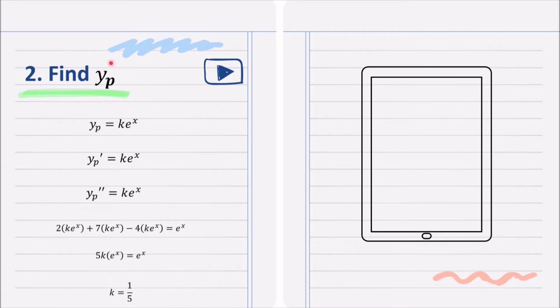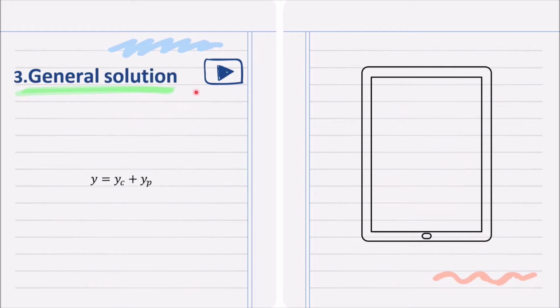The second step is to find yp. So we let yp equal k e^x, and we differentiate it 2 times because the order of the differential equation is 2. After differentiating it, we substitute it back into the original equation, and you will get the value of k. With the k value, you can put it back into the first equation, yp equals k e^x, and you will get yp.